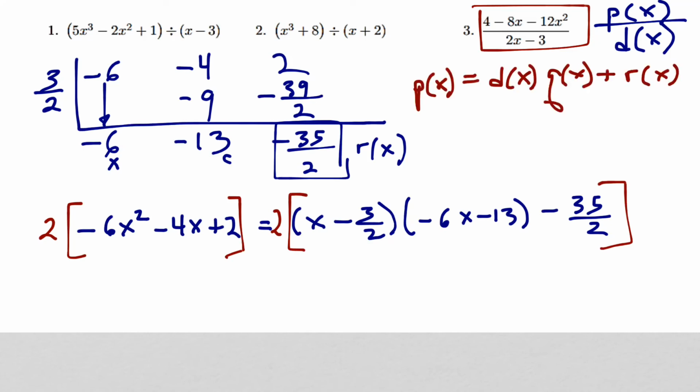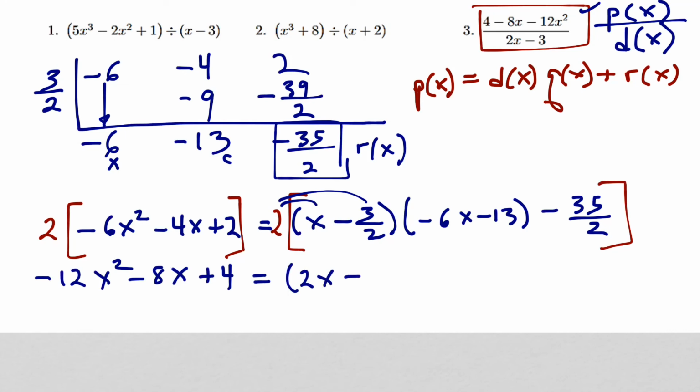We want p of x equals d of x, q of x plus r of x again. So let's go ahead and carry through that multiplying by 2. So that's negative 12x squared minus 8x plus 4. All right, so that looks like this now. Is equal to, so let's just put the 2 in with this one here. So I've got 2x minus, so 3/2 times 2, that is equal to negative 3. So that's 2x minus 3.